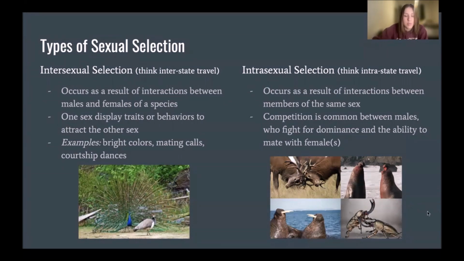And in the image below, you can see a peacock with all of its feathers. And this is also a way that they use to attract mates. And another type of sexual selection is intrasexual selection. And this occurs as a result of interactions between members of the same sex. So competition is common between males. So they fight for dominance, and this dominance allows them to have the female. So in the image below, you can see different examples of these males fighting.